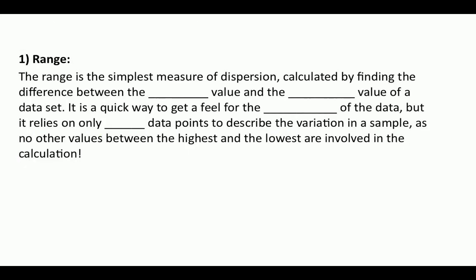So range is basically the simplest measure of dispersion, and we've already looked at this a little bit. It's calculated by taking the difference between the highest value and the lowest value of a data set. This is a very quick way to get a feel for how spread out the data is. But because it depends on only 2 data points, if you have outliers, then they're going to be in there.